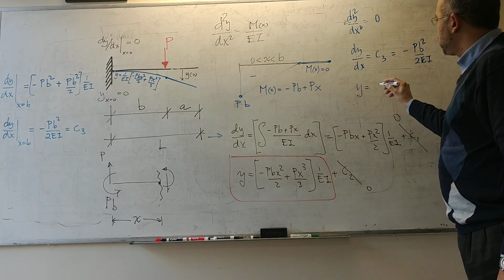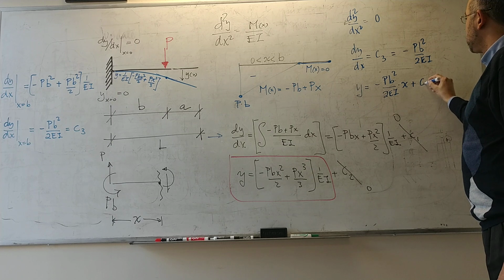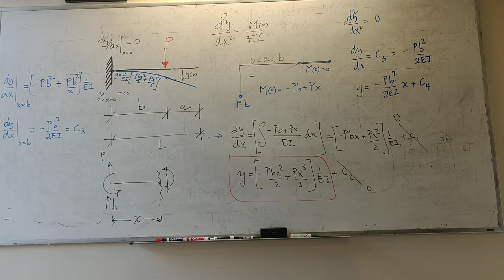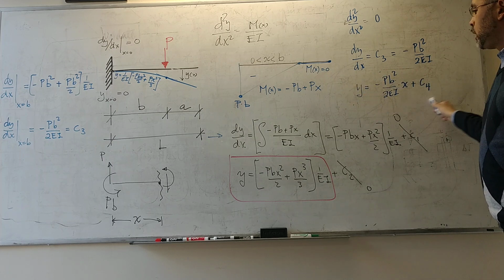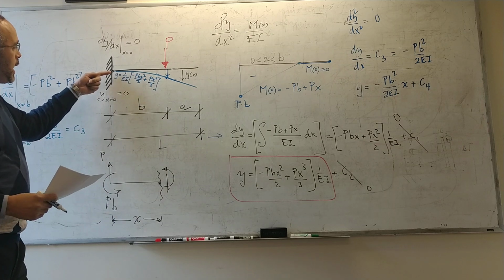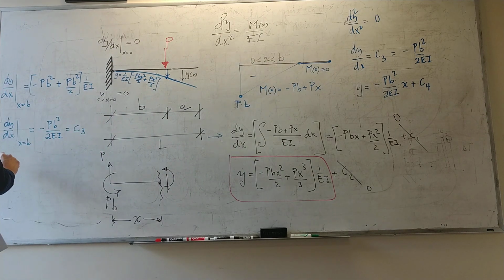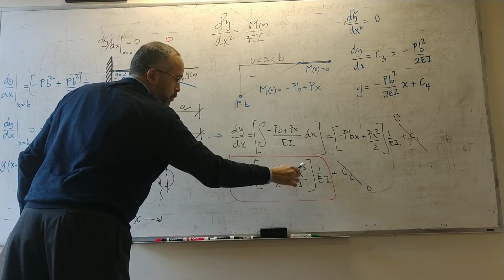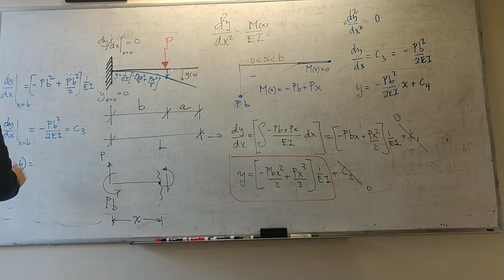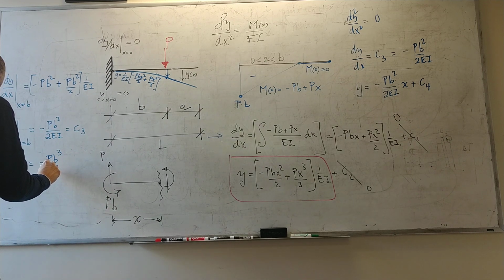So then the y will be the integral of that, which will be Pb squared divided by 2EI times x plus c4. So again, what is c4? Well, c4 is the value that makes this y equal to that y at b. So this deflection here at the end of this segment has to be the same as the deflection at the beginning of this segment. And so y at x equals b, if you do the math, you get minus Pb cubed over 2 plus Pb cubed over 3.